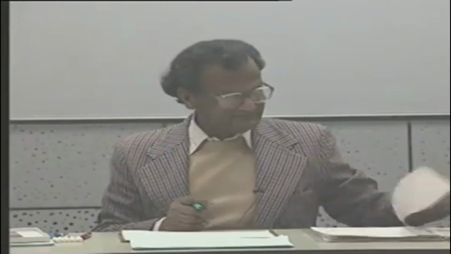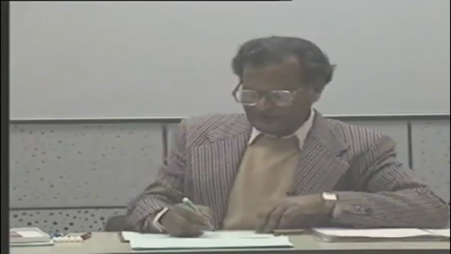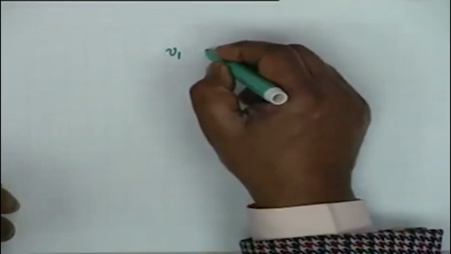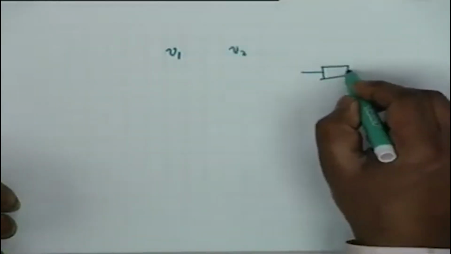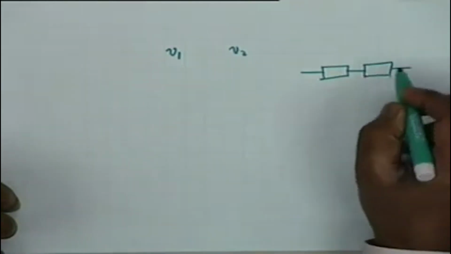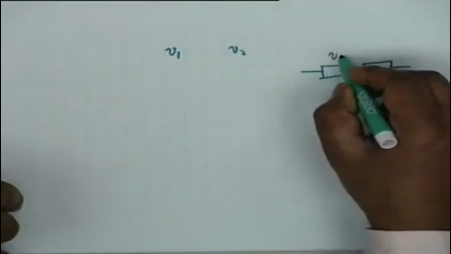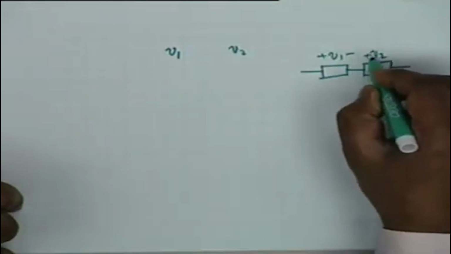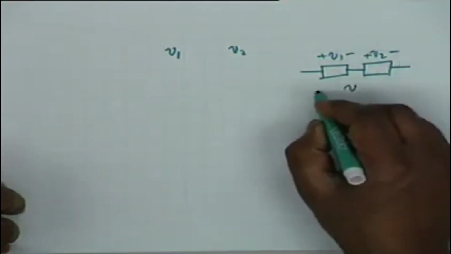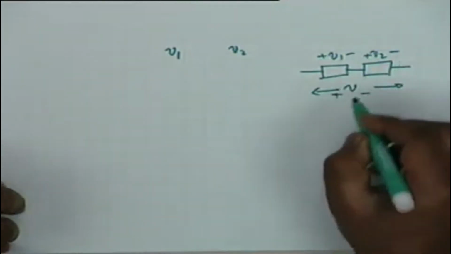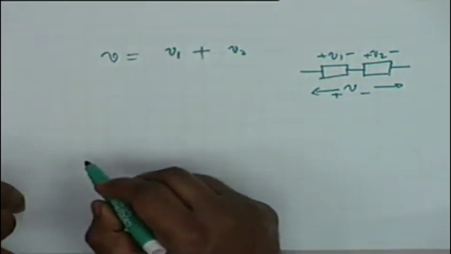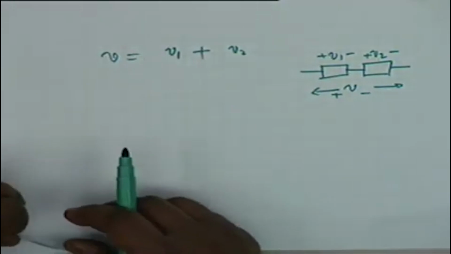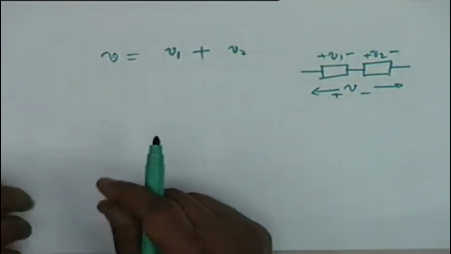Suppose we have two voltages, let's say V1 and V2, which occur across, let's say, a series combination of two circuit elements. Let's say V1 and this is V2. We have to find the total voltage V. Total voltage V is equal to V1 plus V2. And suppose this is a circuit having a sinusoidal excitation.